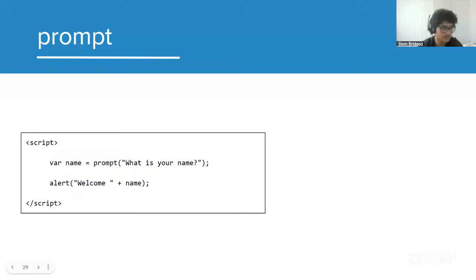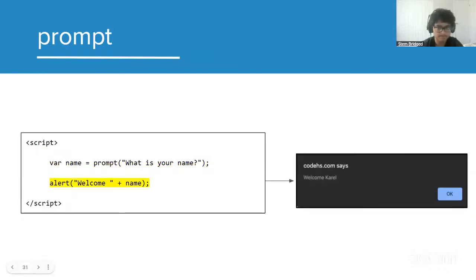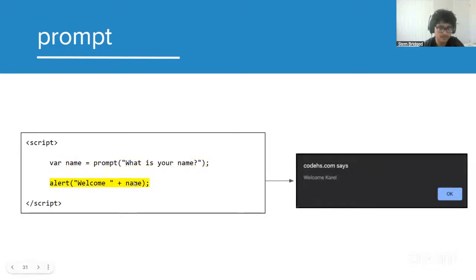So let's see what happens whenever you run this in the browser. First you get this prompt that tells you what's your name. And then here it also asks you what your name is. And then you also get this text box where you can type in what you want to output. And then you can see whenever you click Carol and then click OK, it sets the variable name to Carol. And then the alert message is set to welcome plus the name that you just prompted.